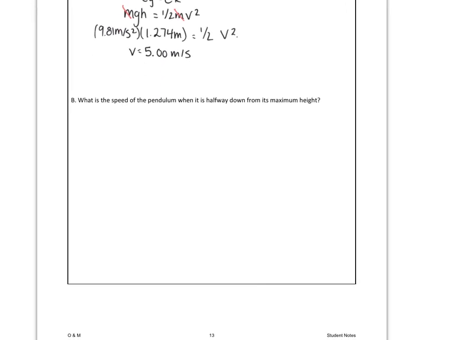What is the speed of the pendulum when it is halfway down from its maximum height? So if it had a maximum height of 1.274 meters, if it's halfway down from there, it would be at a height of 0.637 meters. So I think that there's two ways to solve this. What I did is I said, okay, let's go back to our initial energy and our final energy. Initially, all it would have is gravitational potential energy at this point.